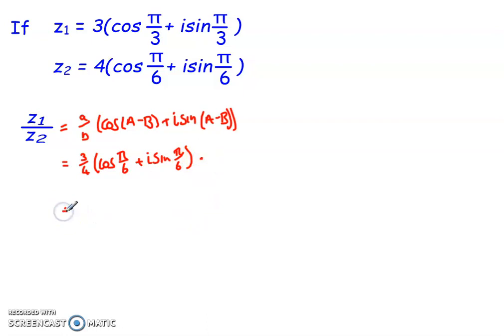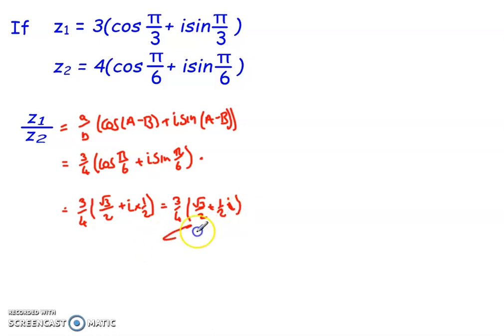If it doesn't, you can take it a step further and calculate each of those. So I'd get 3/4 bracket cos pi by 6 and sine pi by 6. So cos of pi by 6 is root 3 over 2, then plus I times sine of pi by 6, which is a half. To make it look a little bit neater, I get 3/4 bracket root 3 over 2 plus a half I. So there you go, that's that one done.